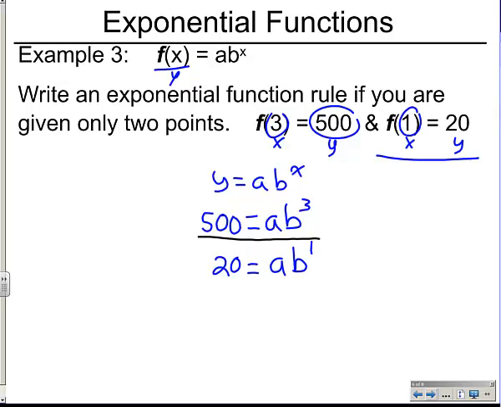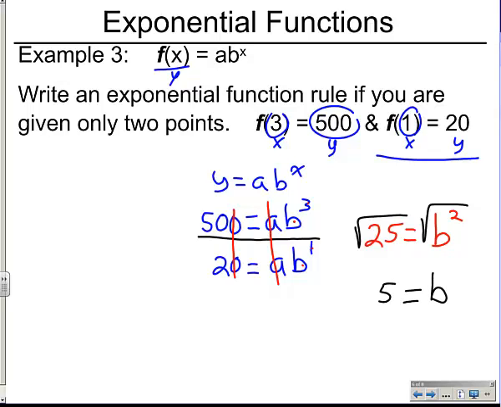Now we have to draw back on our rules of division with exponents. So b to the third over b to the first is going to give you b to the second power. Well, a divided by a just drops out of the problem. Then I still have an equal sign. And then 500 divided by 20 is really going to give me 25. So I can solve for b by taking the square root of both sides. So I have b equaling 5.